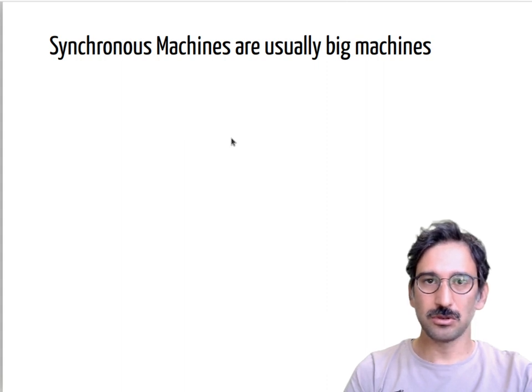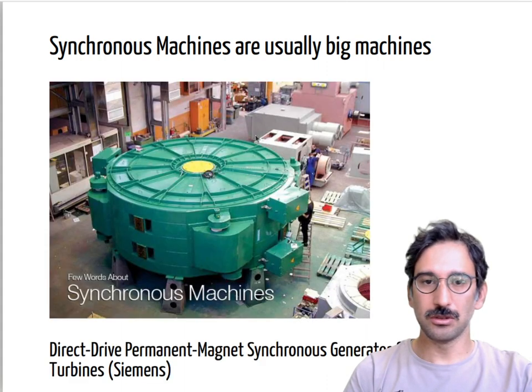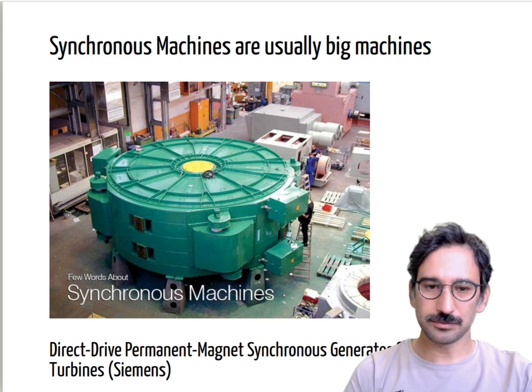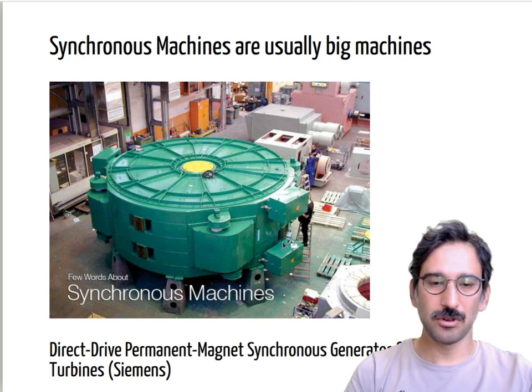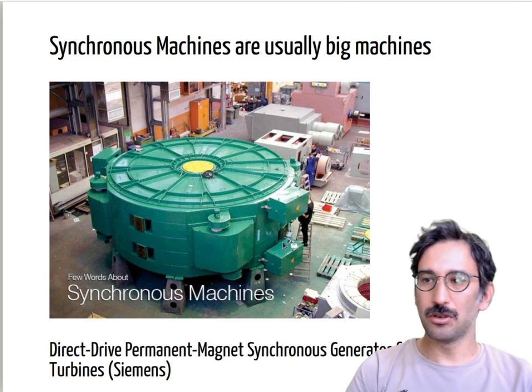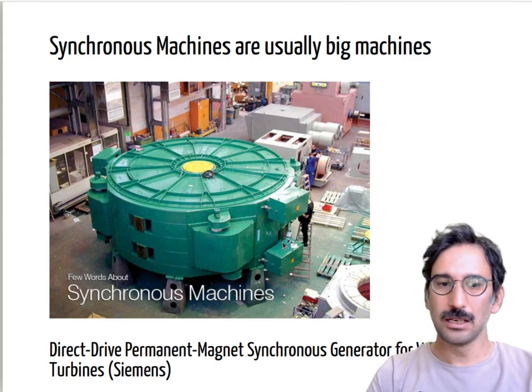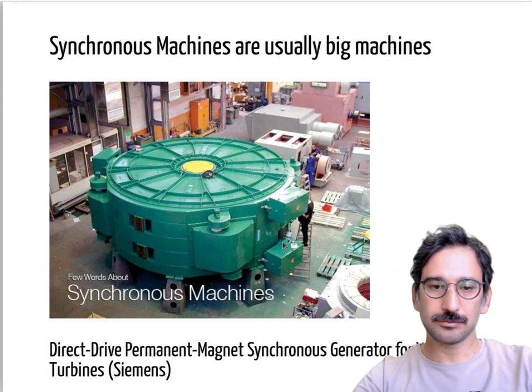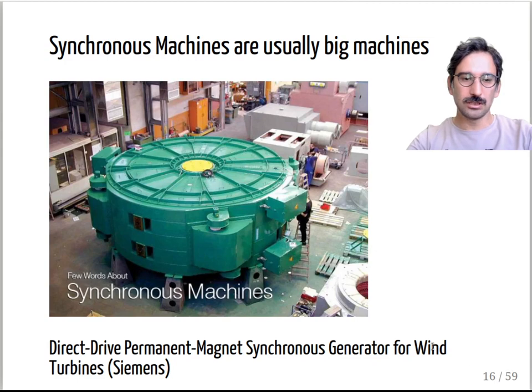I would like to show you a couple of those photos. Here, this is a direct drive permanent magnet generator for wind turbines. I think it is for a wind turbine, and you can see the worker here. There are a couple of workers here.